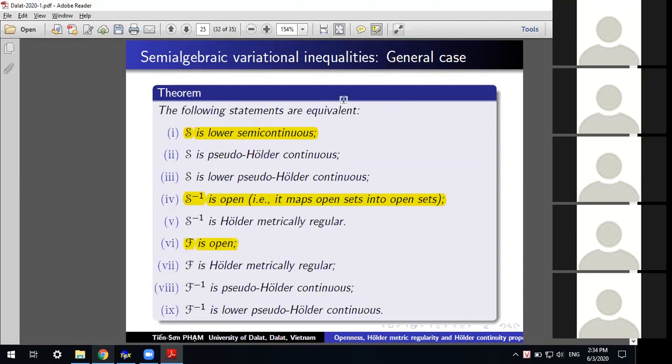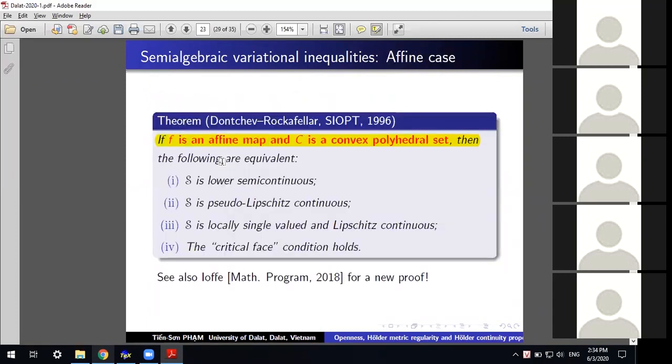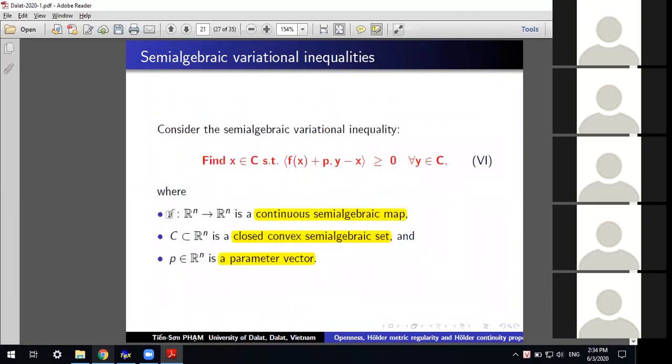Here I suppose that F is a continuous semi-algebraic map, and C is a closed convex semi-algebraic set.